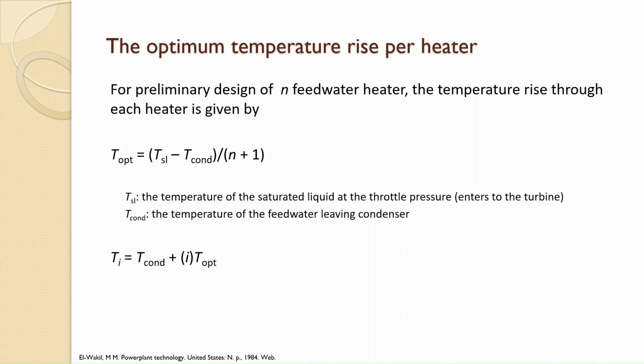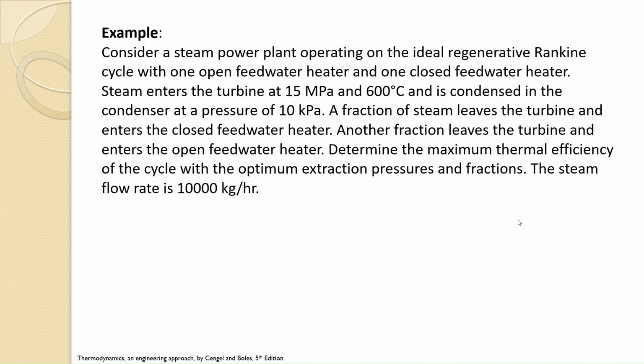One useful factor that you can use to check if you have done a proper design is the optimum temperature rise per heater. For a preliminary design of n feedwater heaters, the temperature rise through each heater is given by the equation that you see here. T-opt, the optimum temperature rise per heater, is equal to T_SL, the temperature of the saturated liquid at the throttle pressure, minus T_condenser, divided by n plus 1. The throttle pressure is the pressure at which the superheated steam enters the turbine, and T_condenser is the temperature of the feed water that leaves the condenser. N is the number of feed water heaters in your system. So T_i, the temperature after each step, is equal to T_condenser plus the number of that step i multiplied by T_opt. Now let's do this exercise together in Aspen.